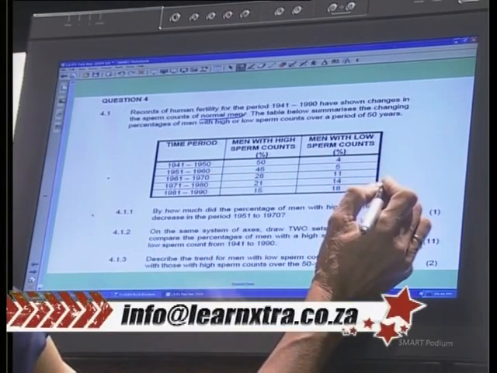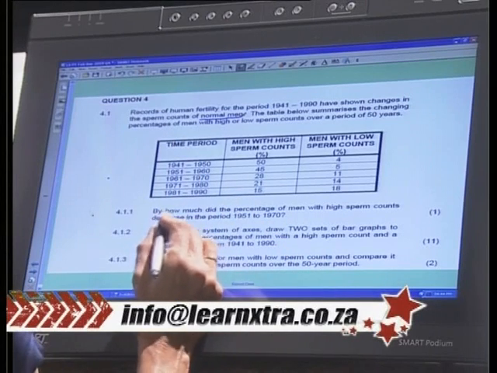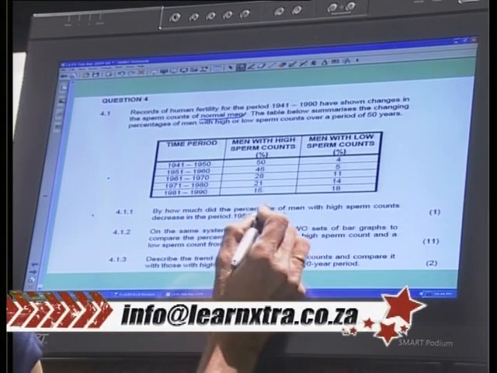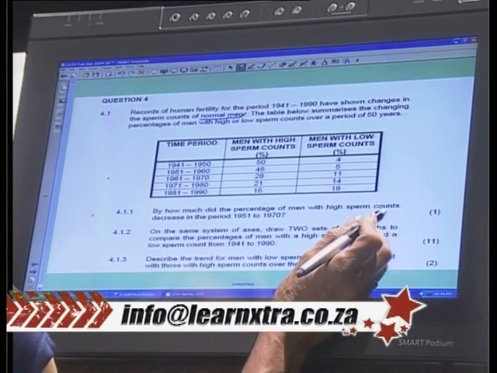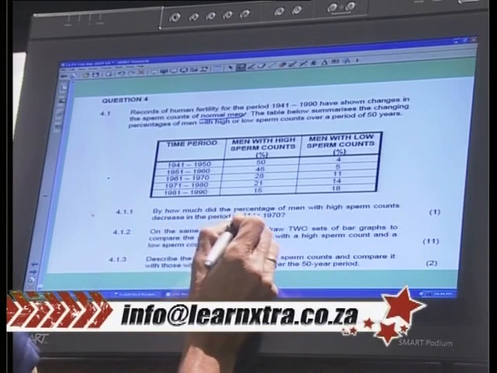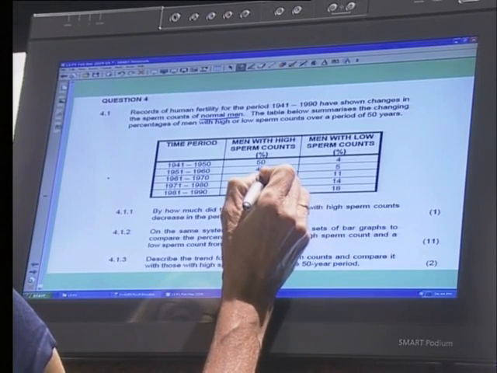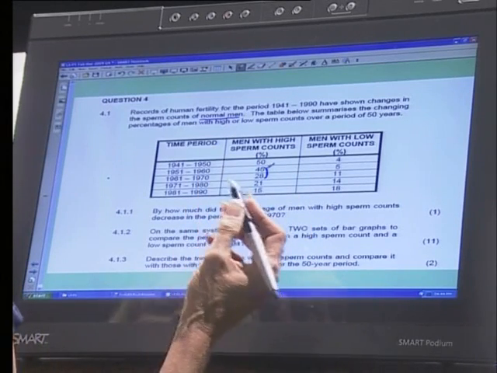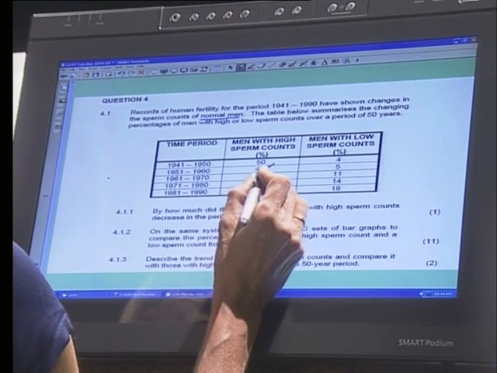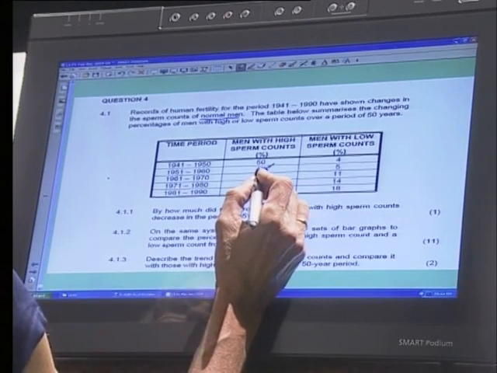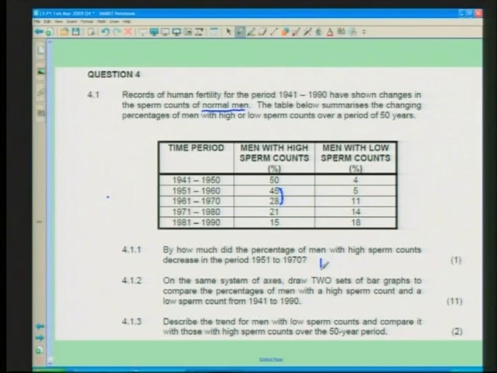This is relevant. Now, the first question, by how much did the percentage of men with a high sperm count decrease in the period 1951 to 1970? So we're looking at this here. First thing you need to do is you need to say 45 minus 23 is, come on, 17.